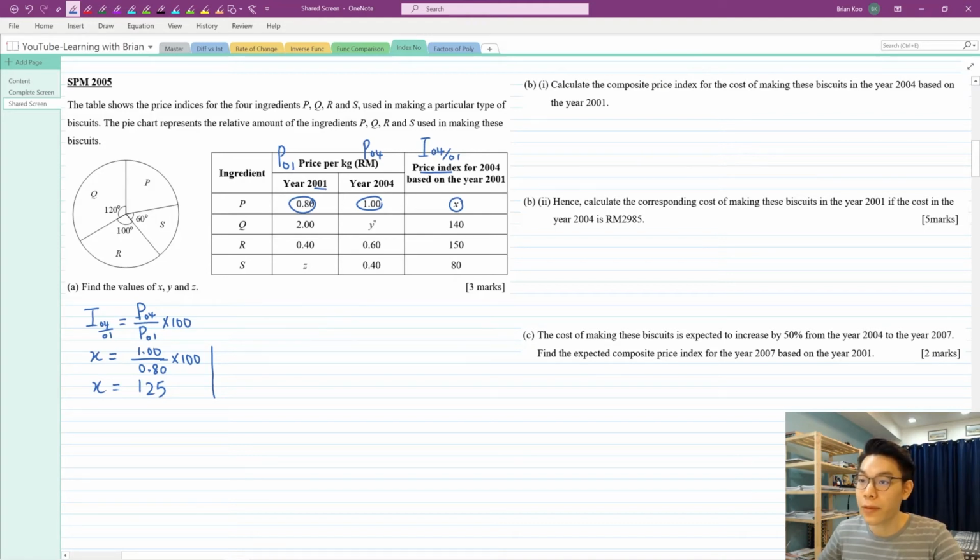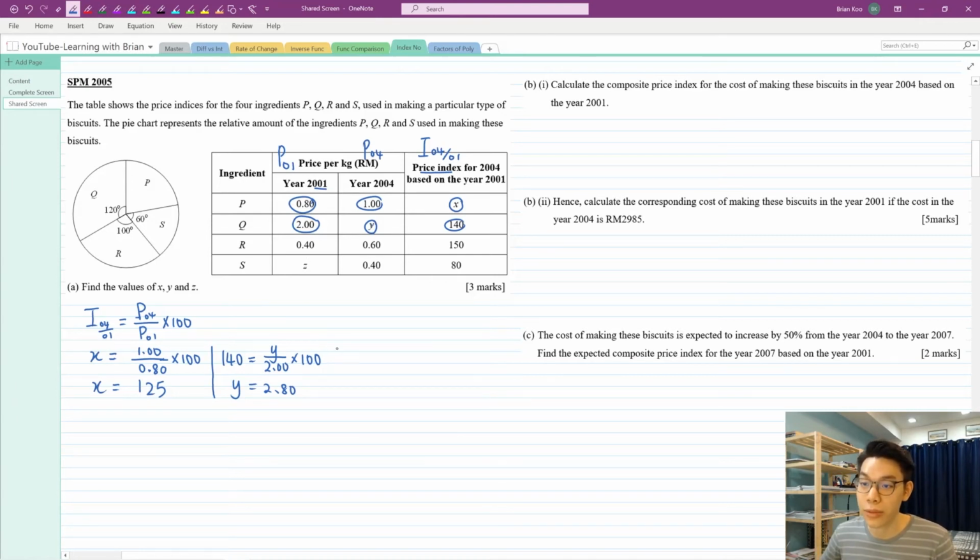Alright, next one. To find Y, we need to use these few values, 140 and 2 ringgit. So 140 is the index this time. Y should be on top because that is from year 2004. 2 ringgit at the bottom, and times 100. Remember, don't write percent. So for this one, we can do 140 times 2 divided by 100. You will get 2 ringgit 80 cents straight away.